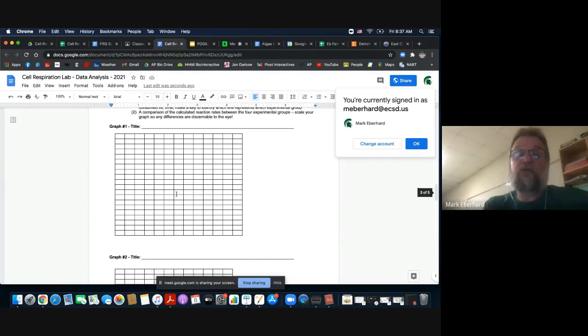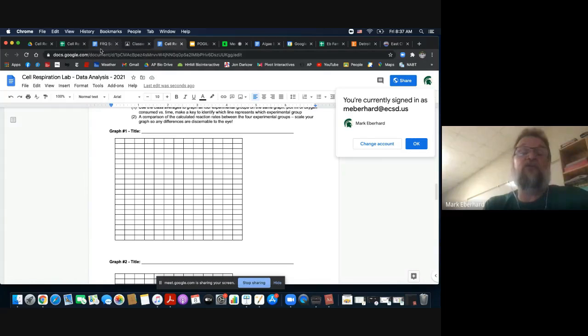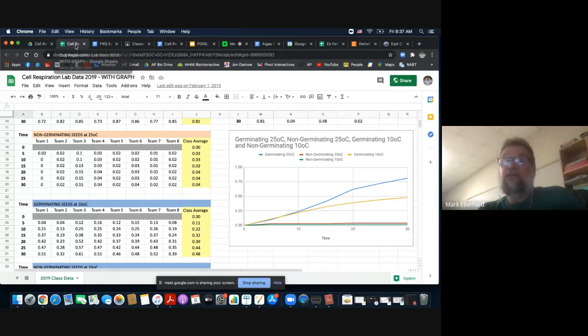So then you were supposed to make 2 different graphs. So I put it into a spreadsheet myself. I don't know how well we can see that because you're looking at a smaller screen. So your one graph should have looked something like this.